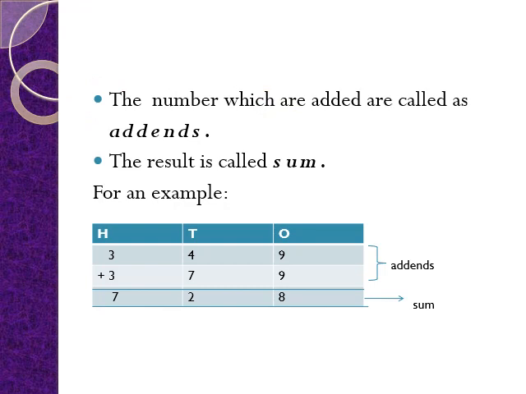When we are adding any numbers, the numbers are called addends and the result that we will get is called the sum. For example, here I am adding 349 and 379. So this 349 and 379 are my addends and the result that I will get, that is 728, is my result or sum.